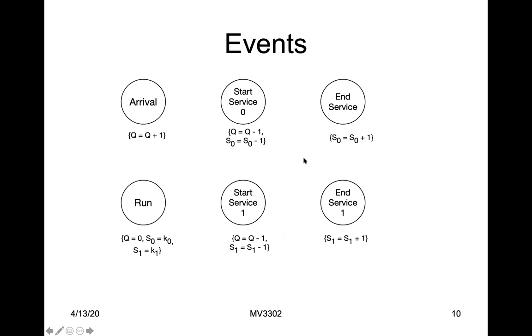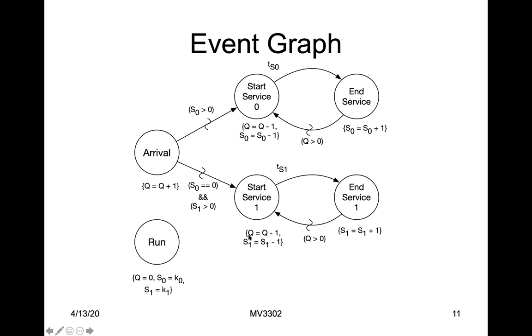And then the last way they could change would be to increment. So if we end service, and this should be an end service with 0, there should be a 0 there, that causes us to increment. Okay? And likewise, end service on 1 would increment the number of S1 servers. Okay, so these are all the events, and connect as far as the scheduling goes.